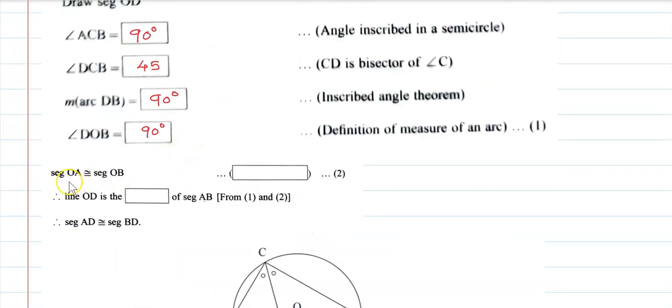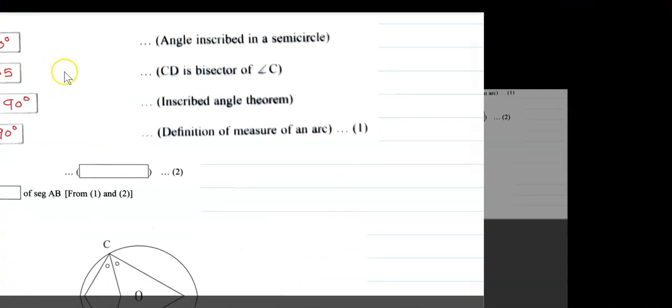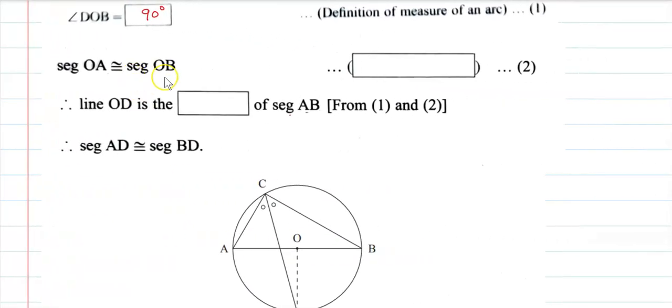Now the next segment. OA is congruent to segment OB. What is here? Radius of the circle.